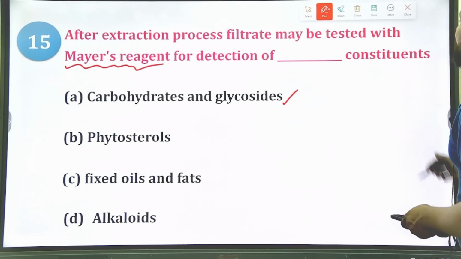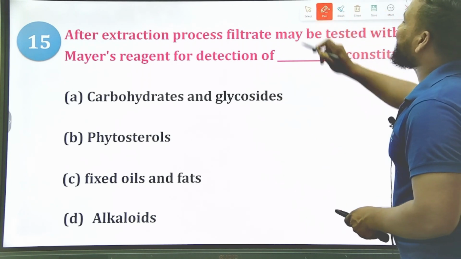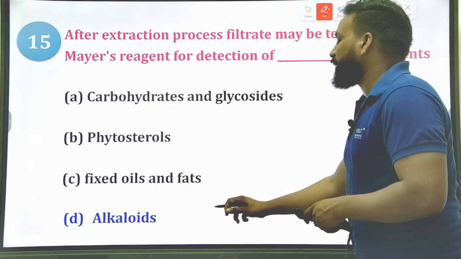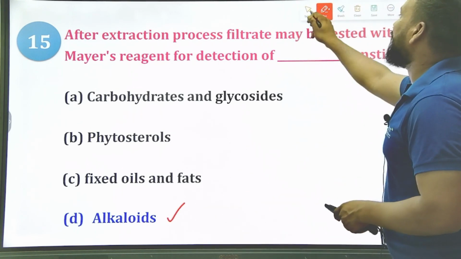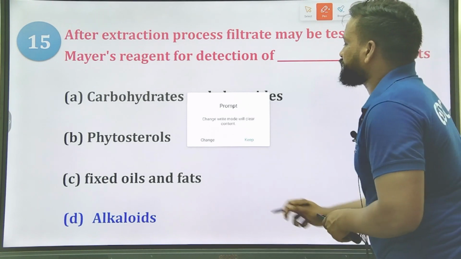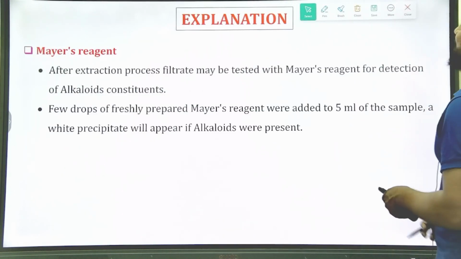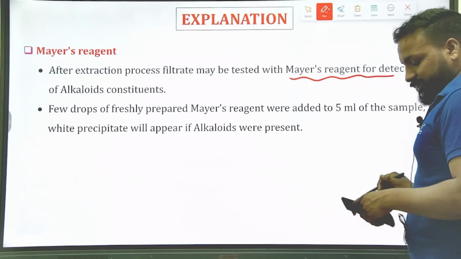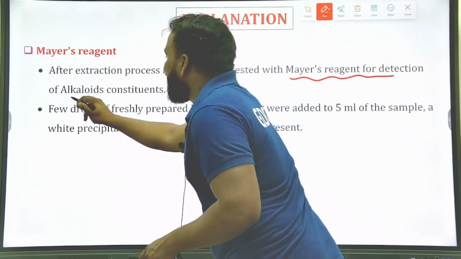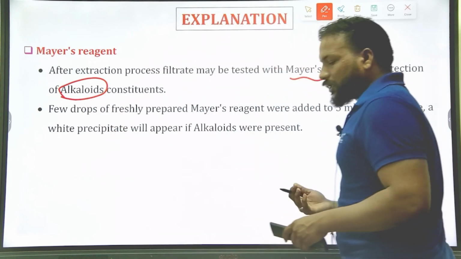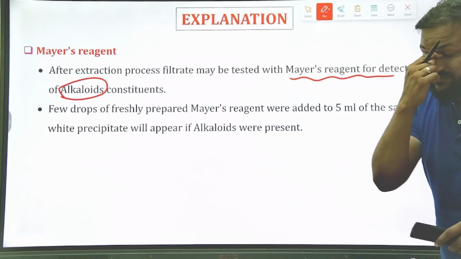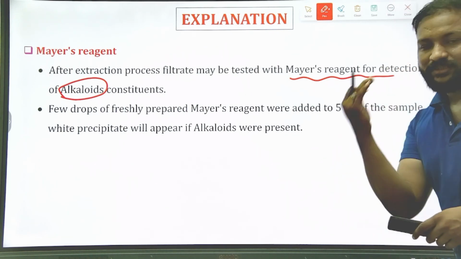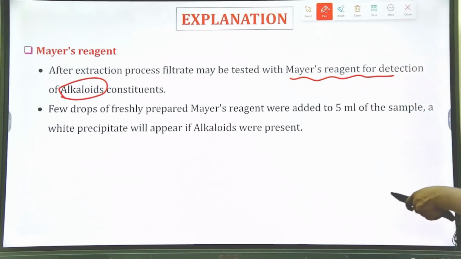Yes, undoubtedly, the main reagent is to identify the alkaloids. The main reagent is mainly to test the reaction. The main reagent is to detect the alkaloids. As you know, the alkaloid tests are Mayer's, Hager's, Wagner's, and Dragendorff's. All these tests are for the identification of alkaloids. So, that's it.